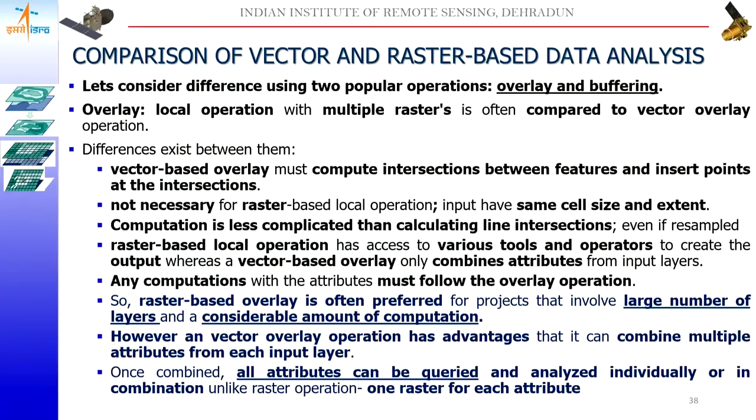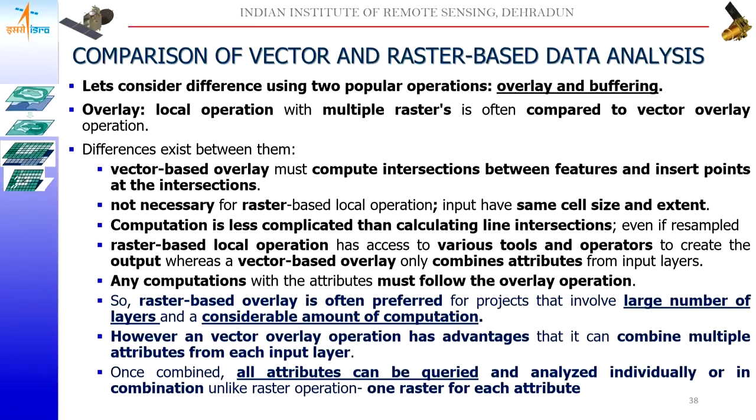Now to do this comparison, let's take an example of two very popular operations that are widely used in GIS based systems: overlay and buffering. We can say that an overlay operation is nothing but a local operation in the raster domain. However, there are some differences. For example, if we do a vector based overlay operation, and in this case assuming we are doing an intersection, it is computing the intersection between the two features and inserting points or computing new features wherever there is an intersection.